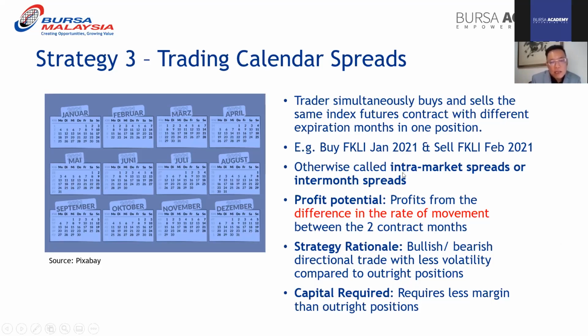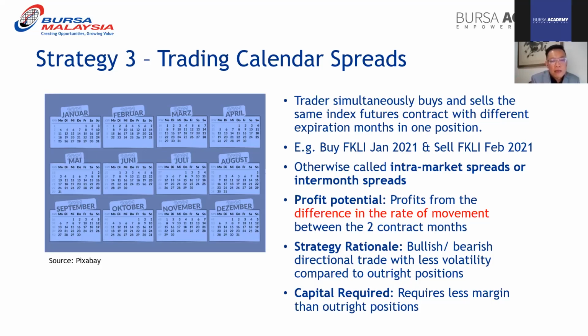With outright trades, we're saying that you have a position either long or short a futures contract. But in trading a calendar spread, you are not subject to the absolute movement in the index. You're subject to the relative movement between January and February. I'll show you examples to make it clearer. But take note that the capital required to trade calendar spreads is less than outright positions. We've seen this when I told you to note the spread margins required for each of those, FKLI and FM70. But let's look at an example now.